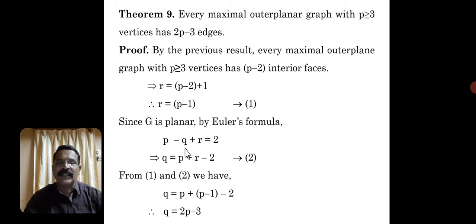Very interesting result. Okay, so what is the result? Every maximal outer planar graph with p greater than or equal to 3 vertices has how many edges? 2p minus 3 edges. Okay, so these are the simple results. Of course, this is also one of the results based on the number of vertices, edges and regions.